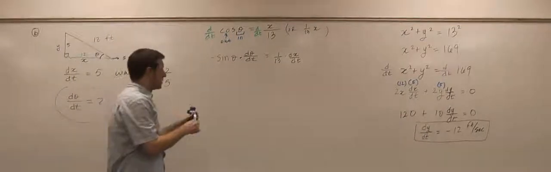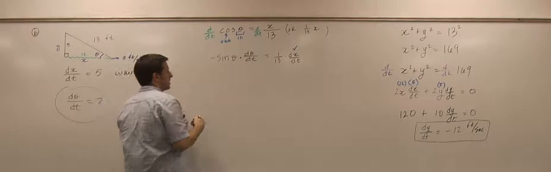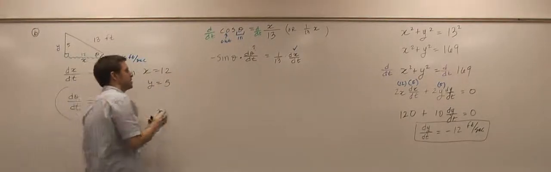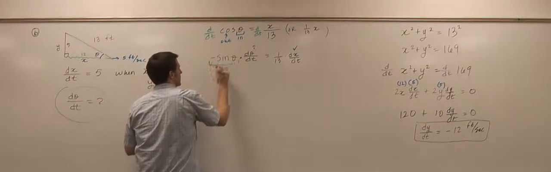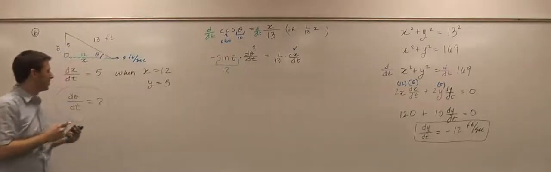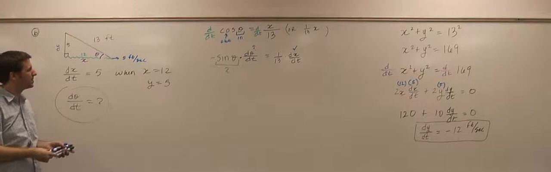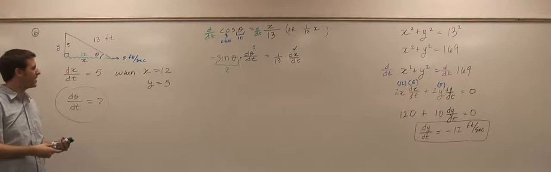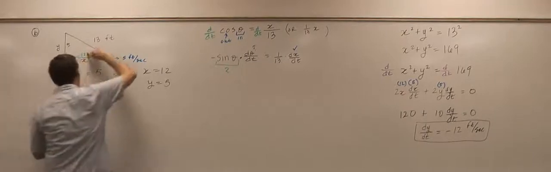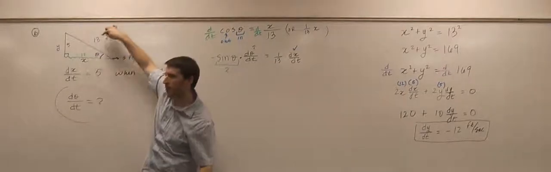I know this. I'm trying to find this. What do I know about this? Inverse sine. What is it? Sine of theta is what? 5 over 13, right? When x is 12, and we're dealing with this 12, 5, 13 triangle, sine is opposite over hypotenuse.